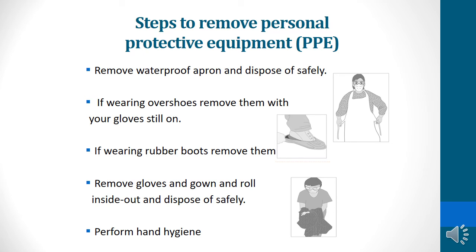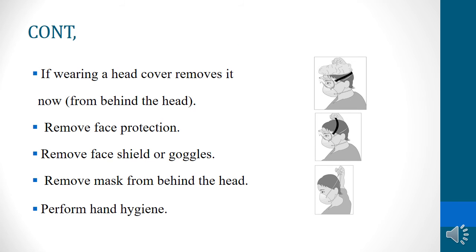Steps to remove the personal protective equipment. First, remove the waterproof apron and dispose of it safely. If wearing overshoes, remove them while your gloves are still on. If wearing rubber boots, remove them. Remove the gloves and the gown, roll them inside out, and dispose of them safely. Perform hand hygiene. If wearing a head cover, remove it. Remove the face protection: remove the face shield or goggles. Remove the mask from behind the head. And the last, perform your hand hygiene.